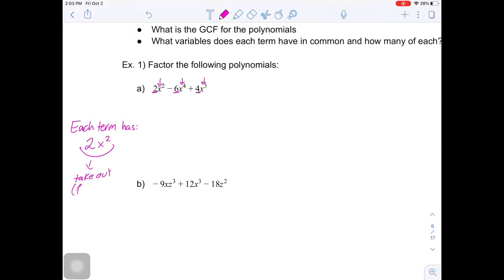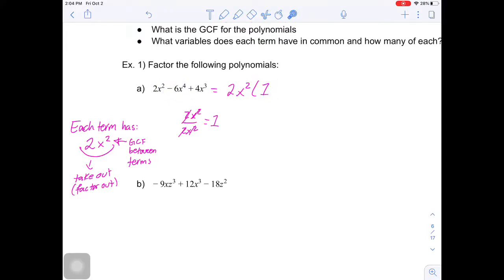AKA, what I mean is I'm going to factor it out. And recognize this thing that we just found is the greatest common factor between terms. So what's going to happen is I'm going to take 2x squared out, and now I'm going to divide each term by 2x squared. So here will be 2x squared divided by 2x squared. That cancels out, and that just equals 1.